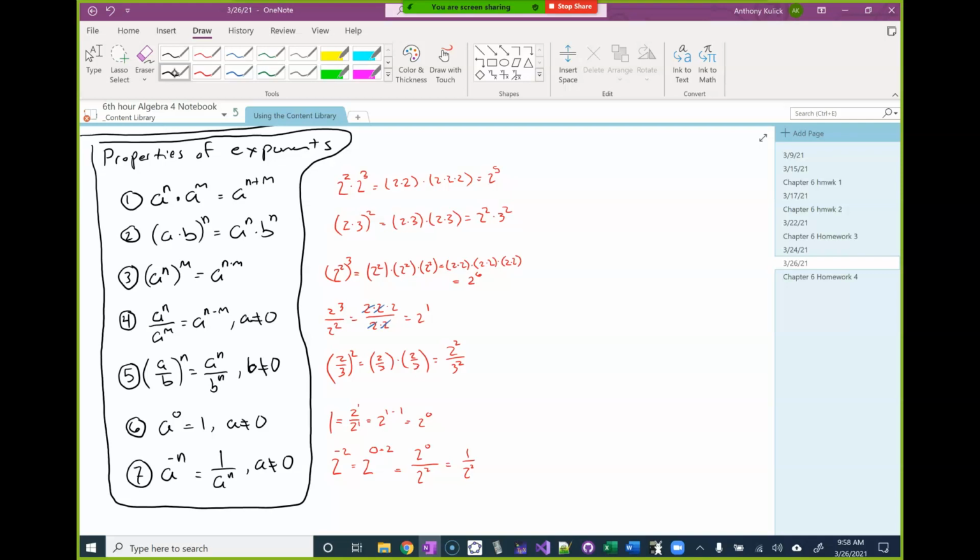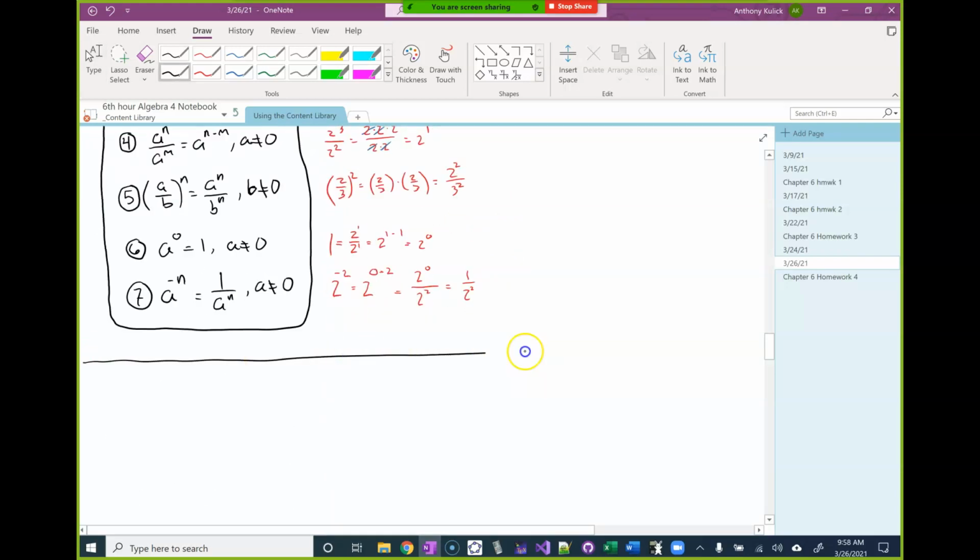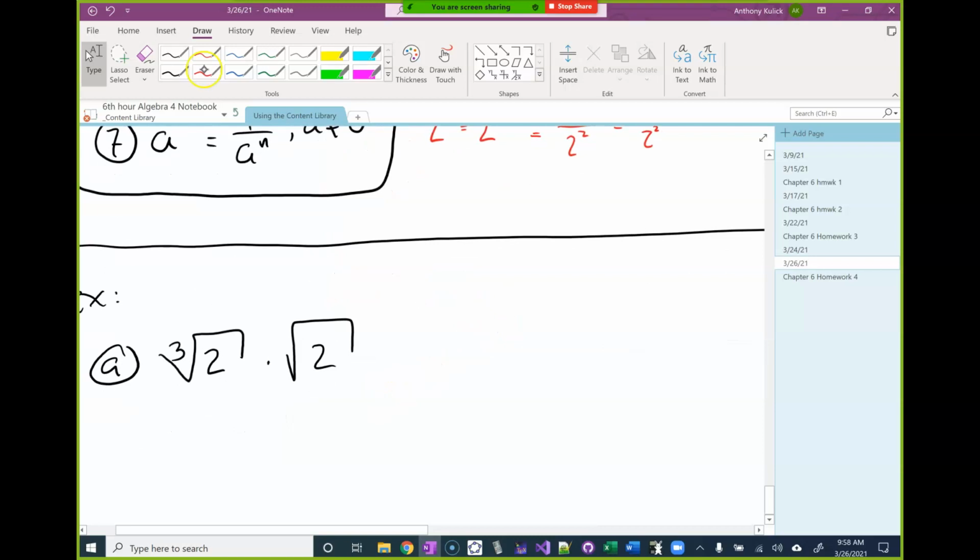Now let's do some actual examples, other than just using the definition like we did before. Let's do some actual multiplication and division examples. So let's start with the one that we led off with, that the goal for this lesson was to be able to do stuff like this.